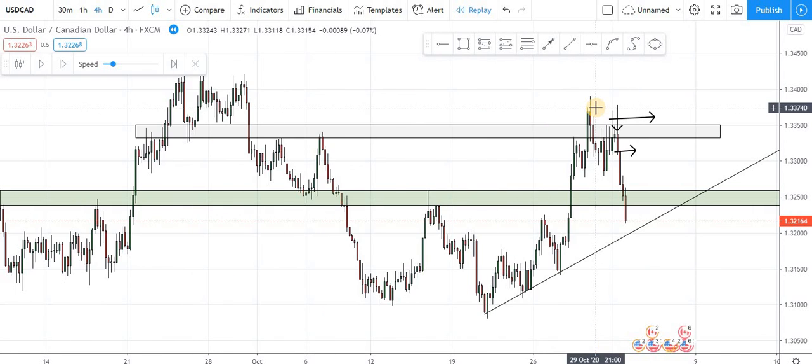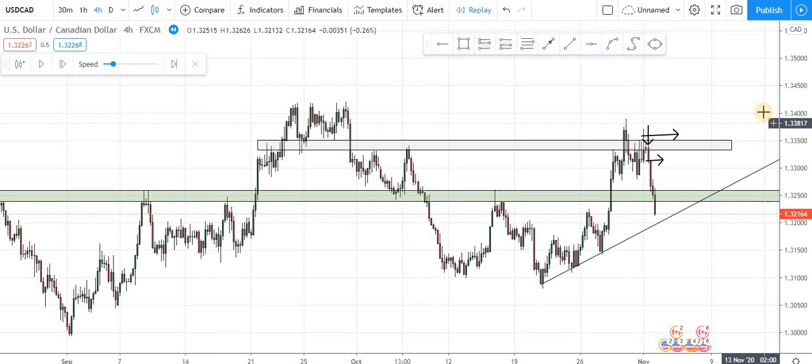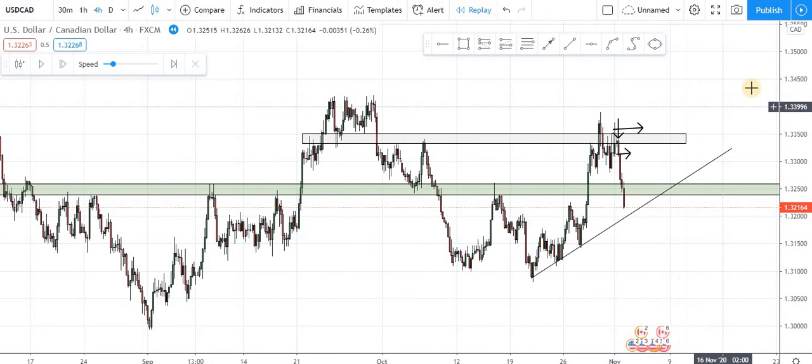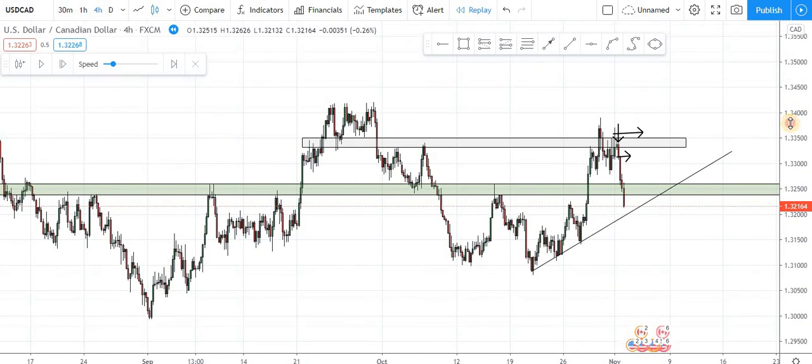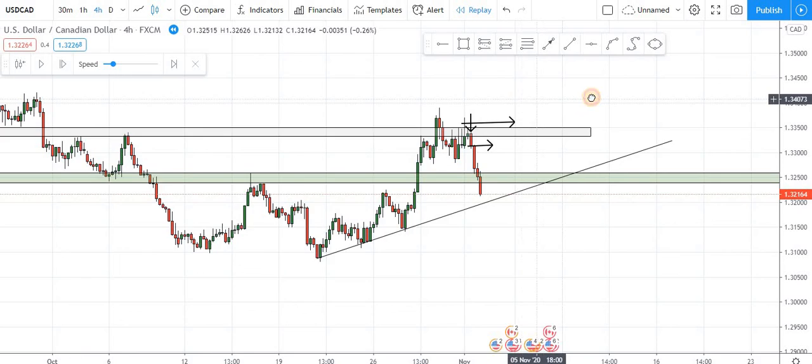So this was it. Support and resistance. There will be more videos about this concept, more content on it, and price action as well. But yeah, get your levels right and be patient. You have to be patient.